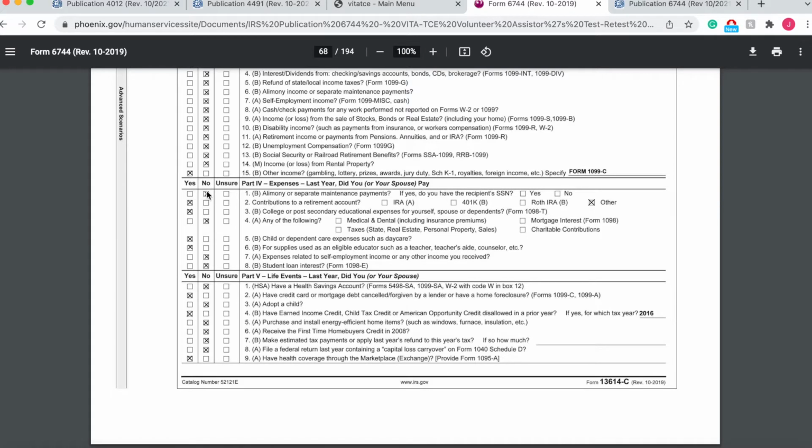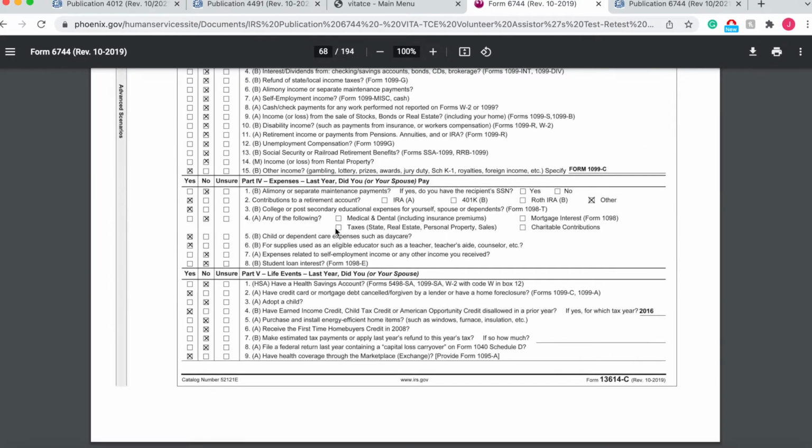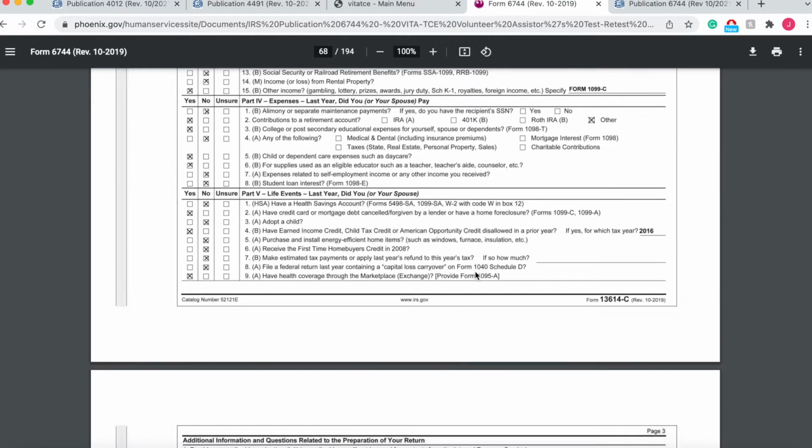And now, moving on to the next portion of the sheet, we get to the expenses area. Here in the expenses area, we see that they had contributions to a retirement account, which they've checked as other. And we see that college or post-secondary educational expenses for yourself, your spouse, or your dependents, Form 1098-T, which we have attached to this form here. And as we touched on already within the interview, we have child or dependent care expenses, and then we see the eligible educator supplies that we learned about from the interview.